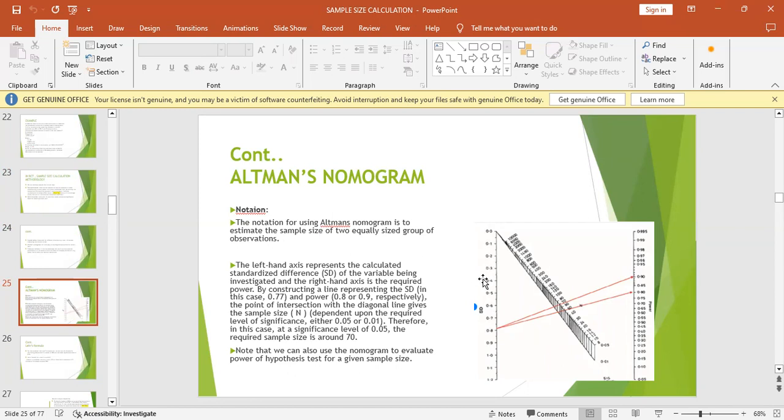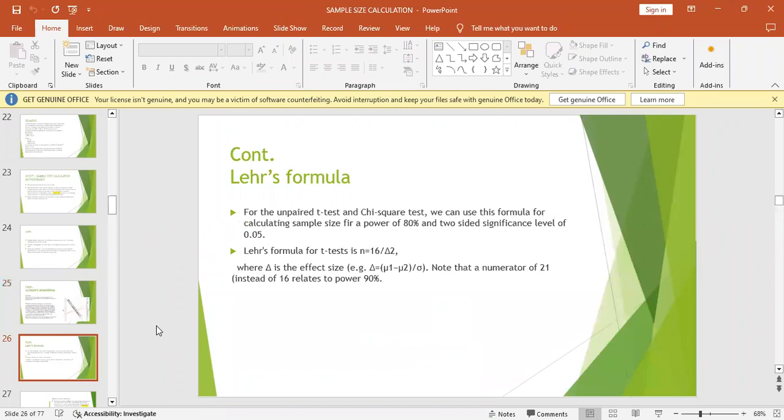In this, the left hand axis represents the calculated standard difference, and the right side tells us about the power, and the point of intersection with the diagonal line gives the sample size dependent upon the required level of significance, either 0.05 or 0.01. So therefore in this case at a significance level of 0.05, the required sample size will be around 70. Lehr's formula. This is another formula for calculating the sample size.